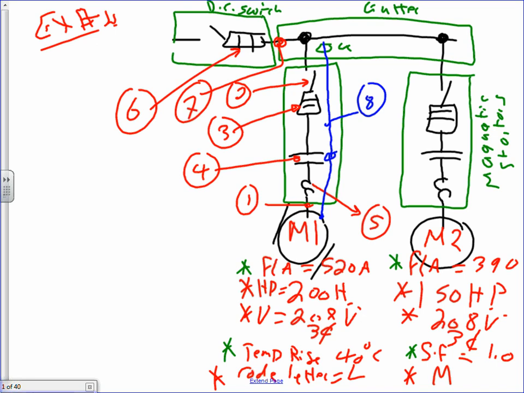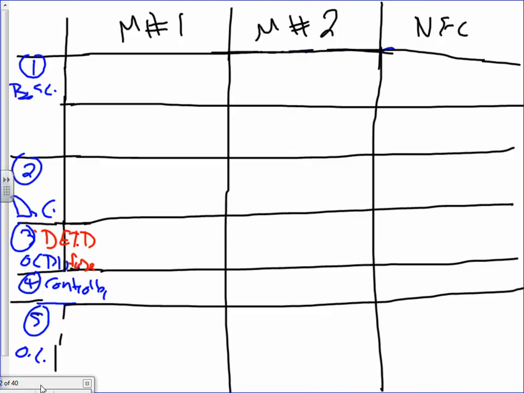Now, if you guys draw a table like this, I can read it for you. At the top, it should be motor number one, motor number two, the NEC reference. Number one is the branch circuit. Number two is a disconnect. Number three is the overcurrent protection device, dual element time delay fuse. Number four, controller. Number five is overload.